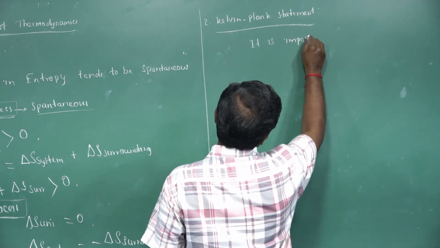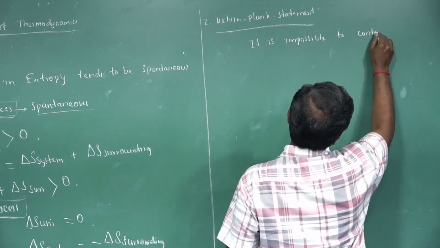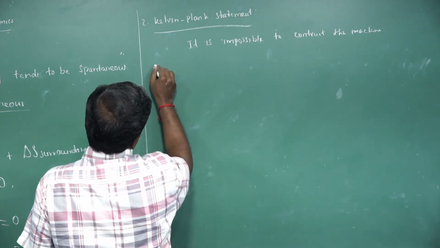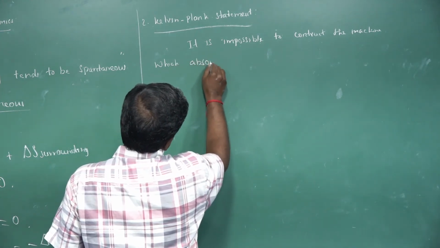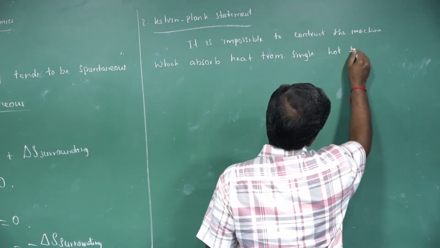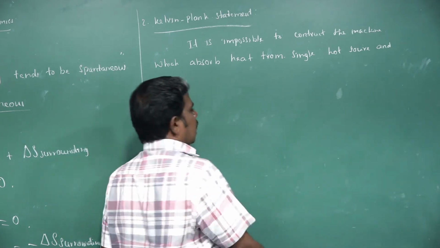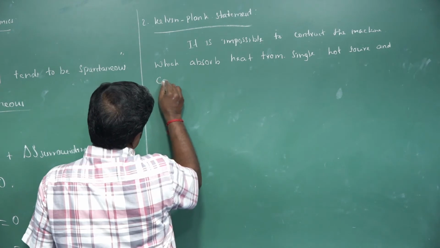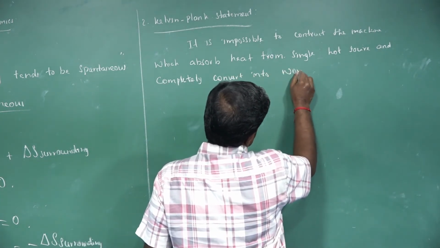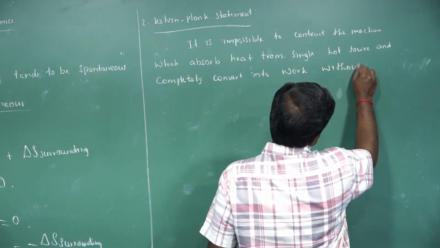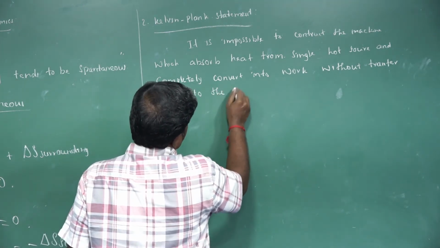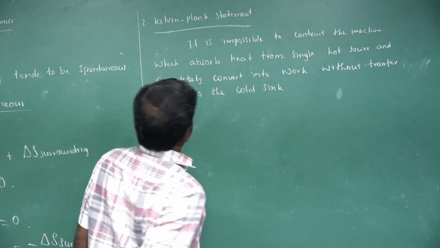So the statement is: it is impossible to construct a machine which absorbs heat from a single hot source and completely converts it into work without transferring heat to the cold sink. Then it is known as the Kelvin-Planck statement.